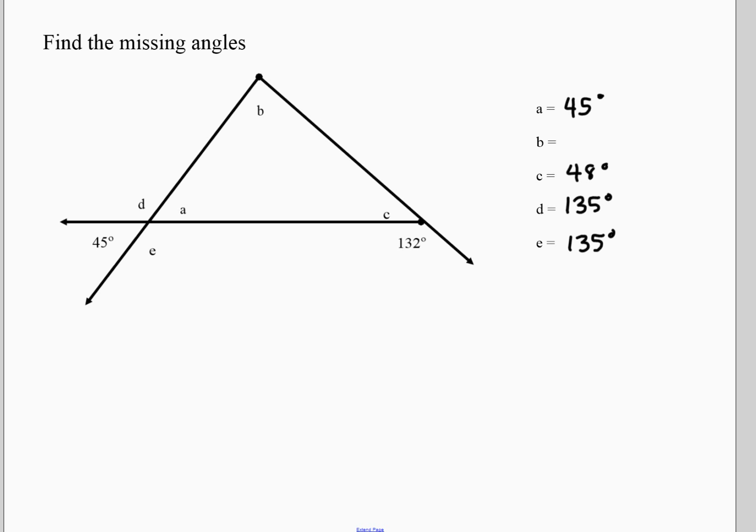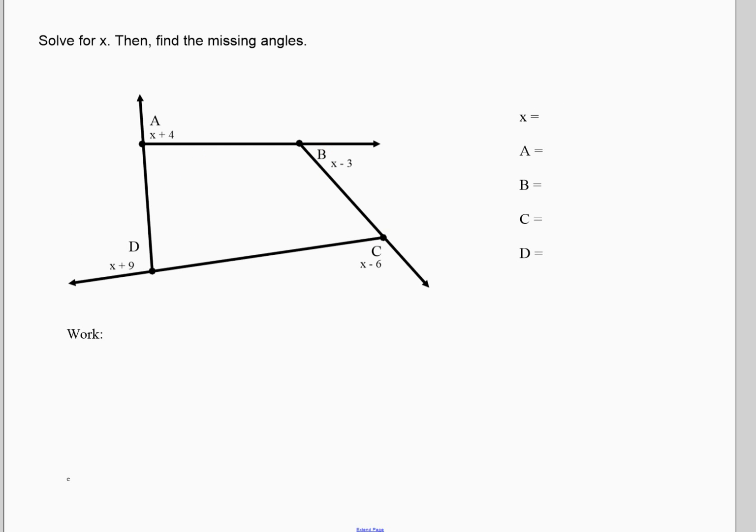And then to get B, I've noticed that this is a triangle, and the sum of the angles in a triangle has to add up to 180. So I would do A, 45, plus C, 48, and I get 93. Then I subtract that from 180, and I would get 87 degrees for B. And so here I'm applying my use of opposite angles and supplementary angles and the sum of the angles in a polygon, etc. And then this example here uses the new thing that you've learned this year about exterior angles.